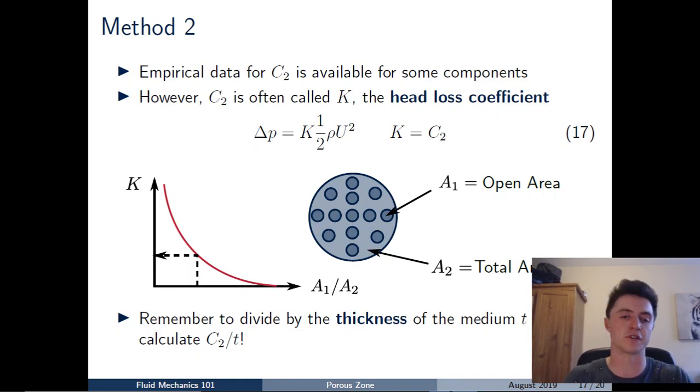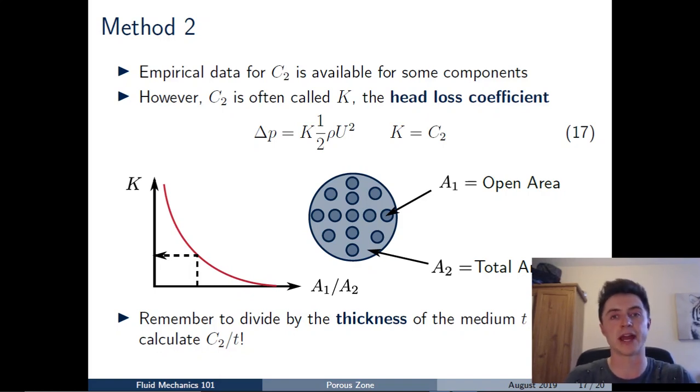And in the textbook, you'll often find a graph like that, which you can see on the slide. And what you would do for your application is look at the physical geometry that you have. How much open area does my porous plate or disc have? What's the total area? Divide the two, and then you can read off the empirical data there from the textbook, and that will get you your head loss coefficient K.